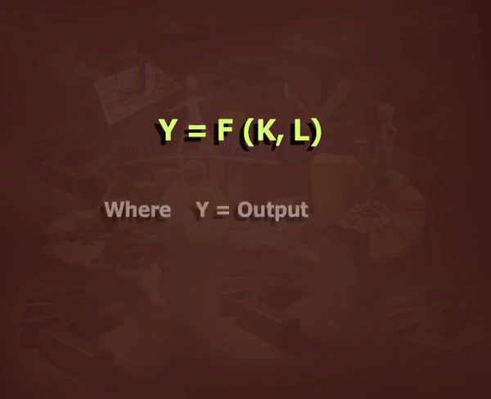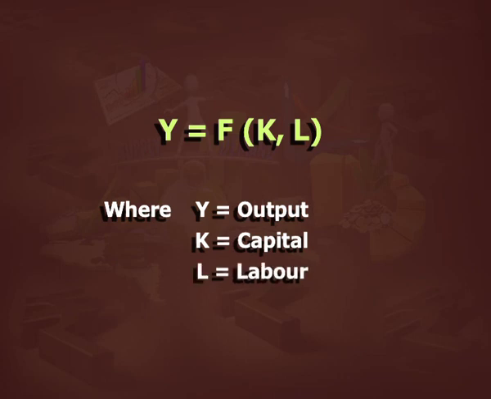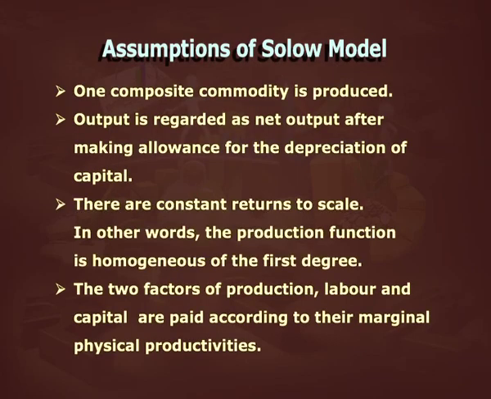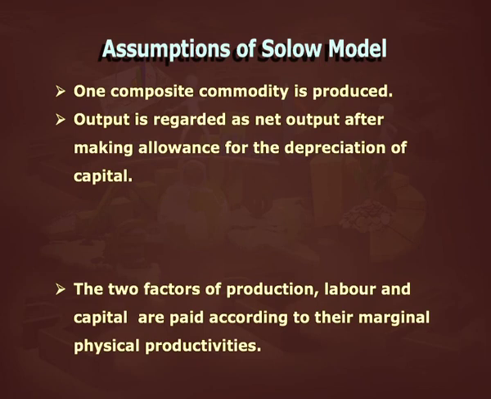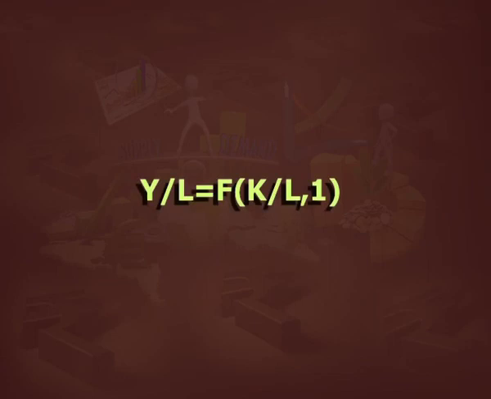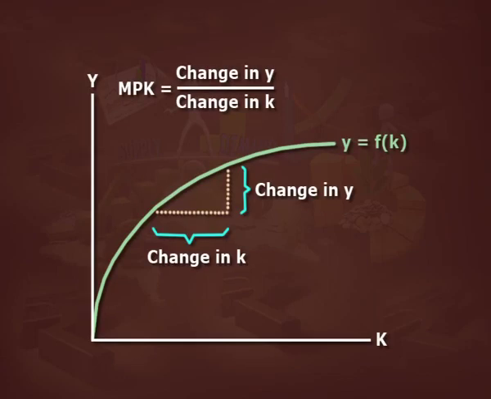L, where Y equals output, K equals capital and L equals labor. As we have mentioned in the assumption that there are constant returns to scale, hence we divide both sides by L. Hence, output per worker is a function of capital per worker.